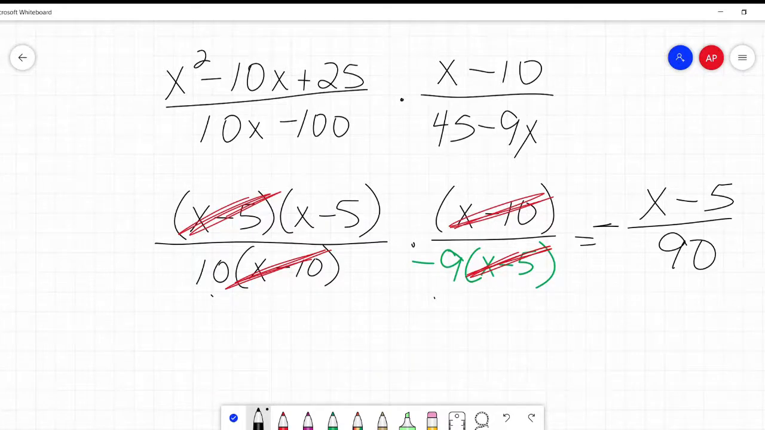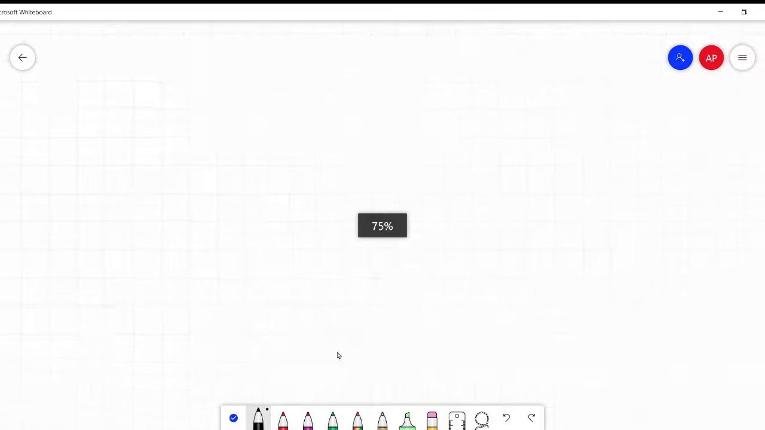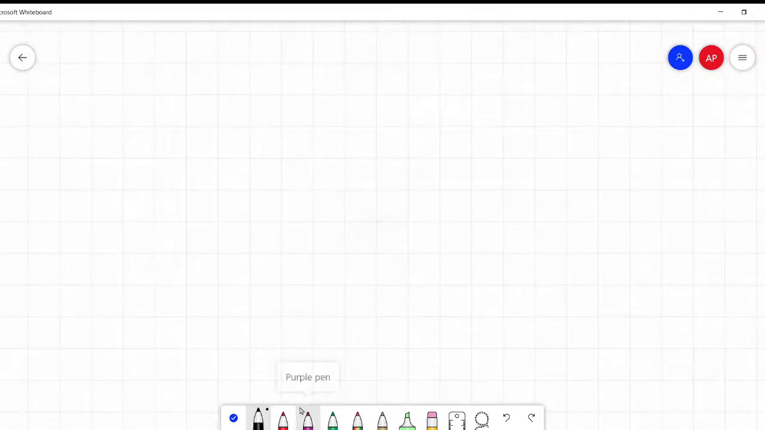Again, no matter how complicated these may seem or how they may look, it's just going to be the same process over and over again. And I'll do one more. I know I said I'd only do one, but I'm allowed to change my mind.